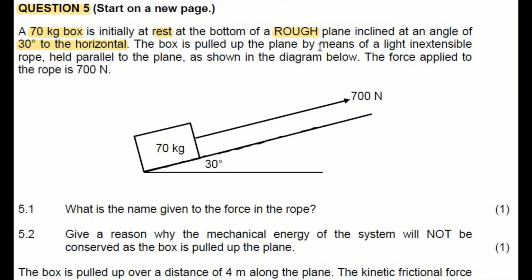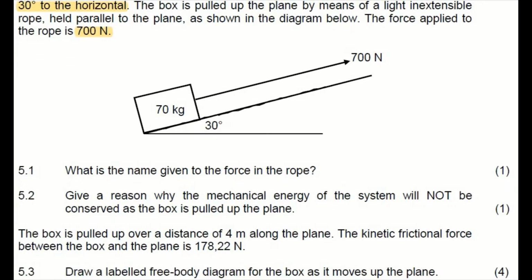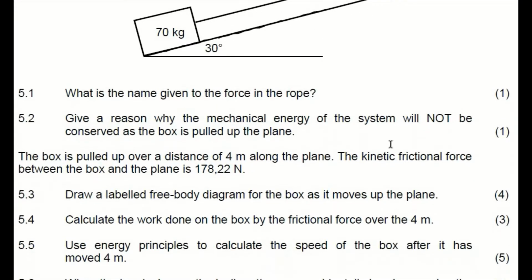The box is pulled by means of a light inextensible rope held parallel to the plane. So this is a rope and somebody is just pulling at this. And then they say that the force applied to the rope is 700 newtons. So that pulling force on the string is going to be about 700 newtons, which we call tension. So let us now continue, and you see that the incline, the slope, makes that 30-degree angle with the horizontal.